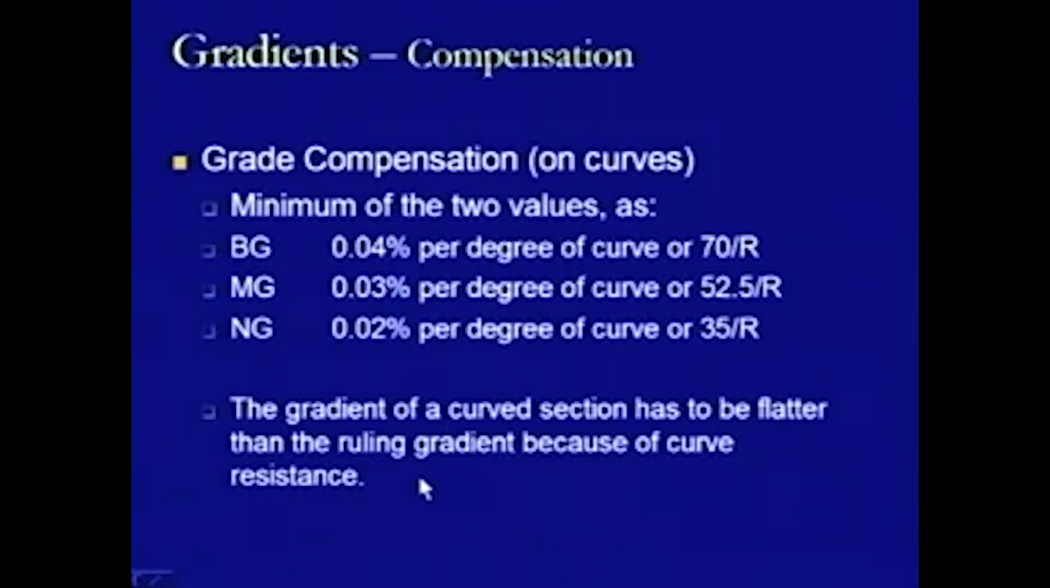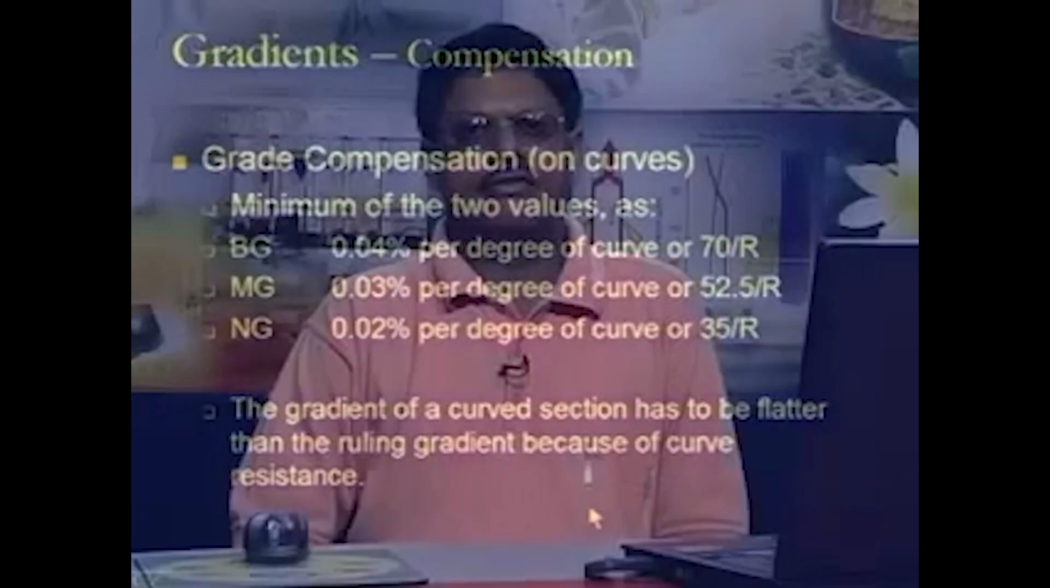So, this is what is about the grade compensation, and whatever we have discussed in today's lecture is related to the leftover components of the geometrics, that is the vertical curves and the gradients. With this we complete the geometric features of the railway track, and we will be starting with the other features in the coming lectures, and I say goodbye to you. Thank you.